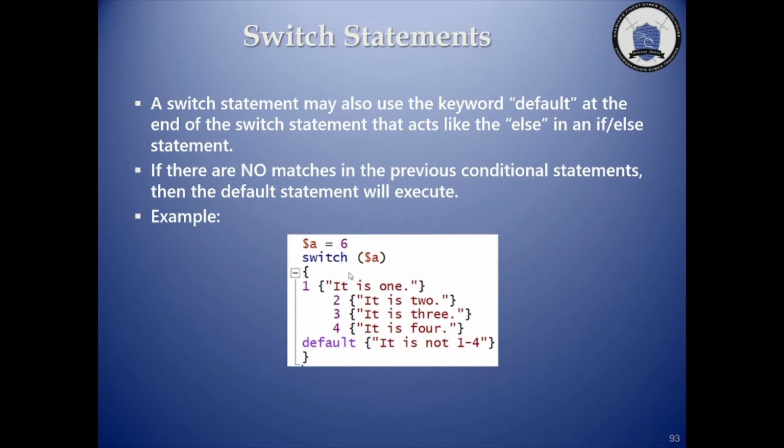As you can see here in the example, sort of like what I did in IC, we've got a is equal to 6 here, and so it doesn't meet these, so the default is "it is not 1 through 4." So if you ran this, it would just print out "it is not 1 through 4."